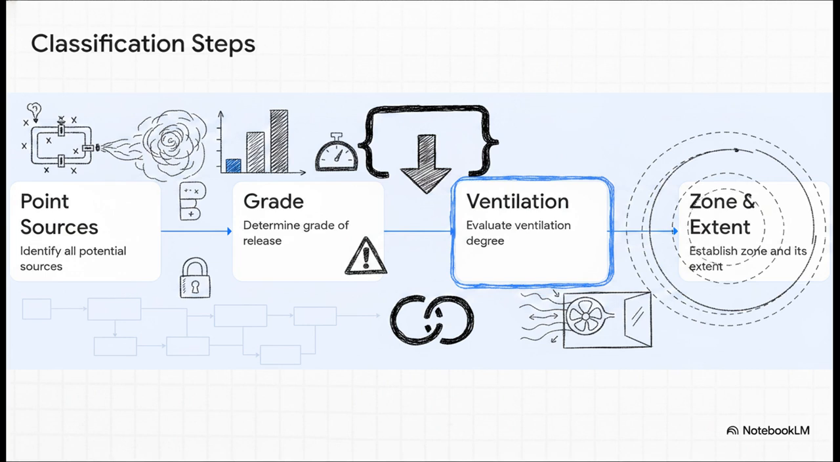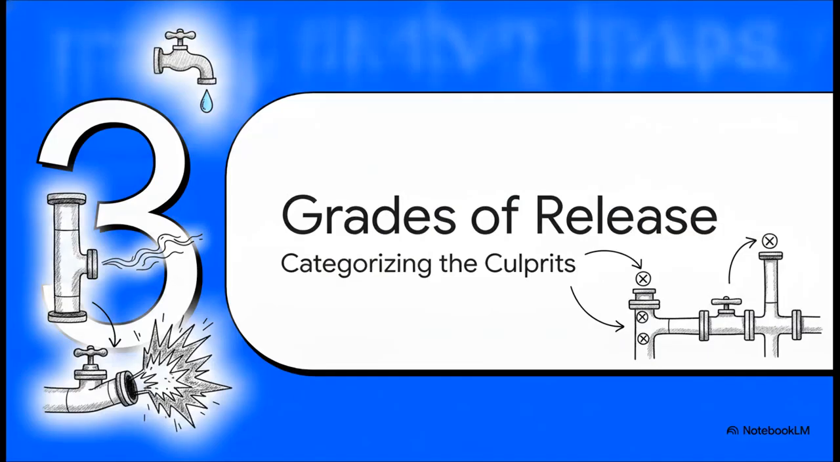Now, for today's explainer, we are strictly focusing on locking in Steps 1 and 2, finding those potential release points on your flow diagrams, and then assigning them a release grade. We'll tackle the whole ventilation and extent side of things next time. Okay, Section 3, 3 grades of release, categorizing the culprits.